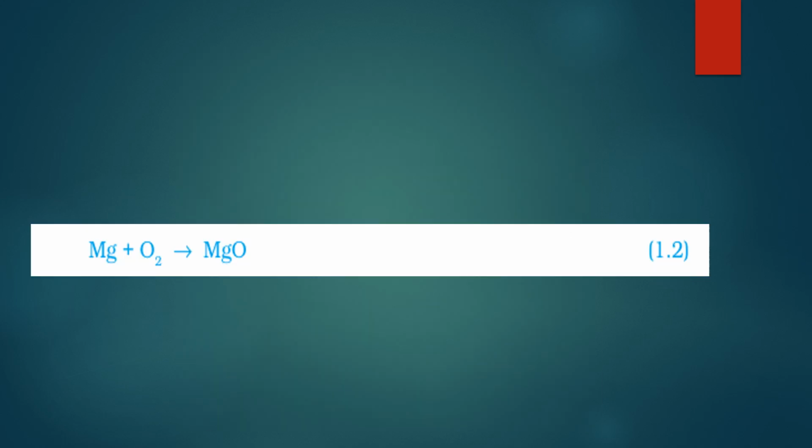So now I give you a small task. Try to balance this chemical equation. This is Mg plus O2 gives MgO. As you can clearly see, we have one magnesium atom here, one magnesium here. Oxygen is 2 here, 1 here. So it is unbalanced. Try to balance this and post the answers in the comment section. And I'll check and revert over that.